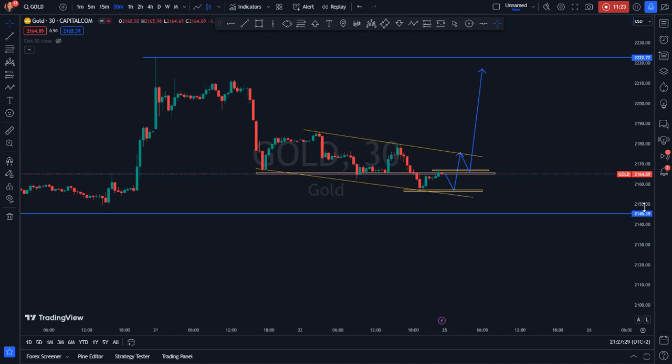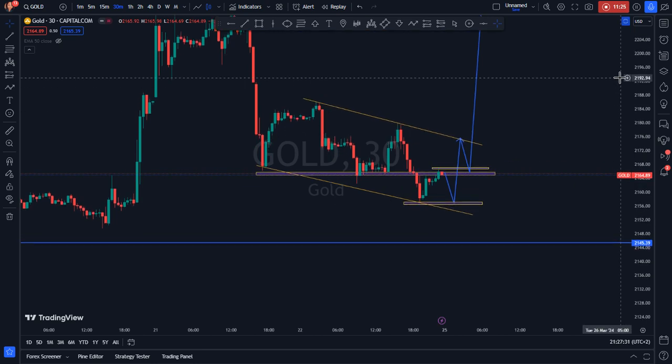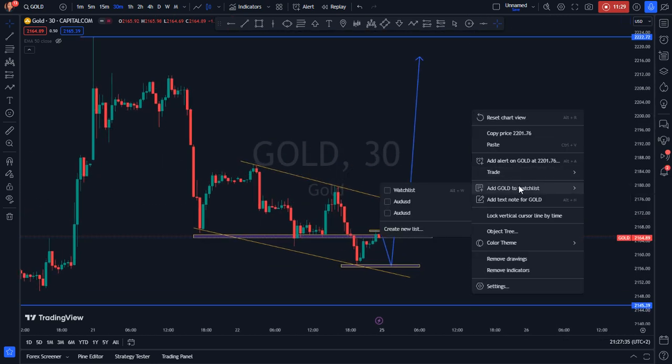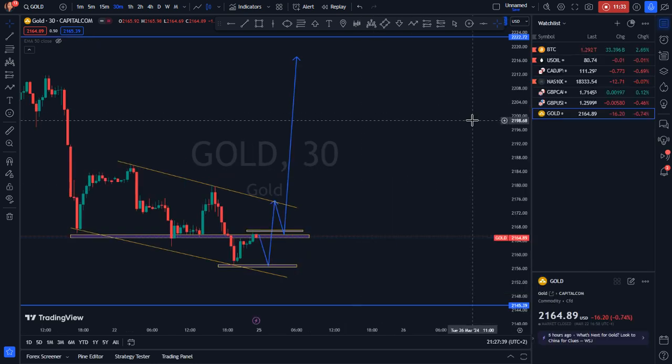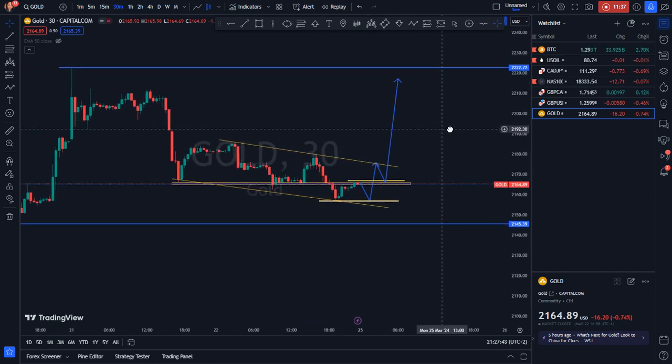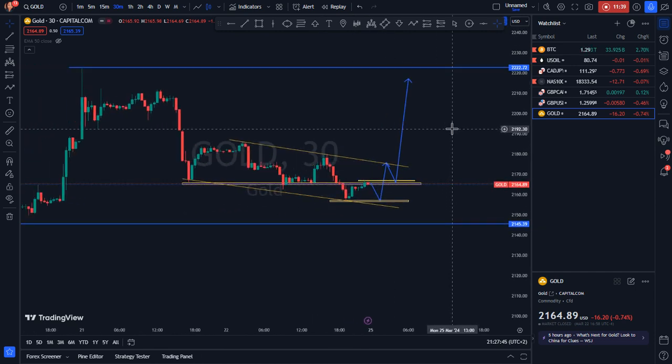So far the setup that I can think of looks like this. So we will see what happens. Let's just put it on the watch list and watch how it plays out tomorrow. And then if it gives us what we want, we take the trade.